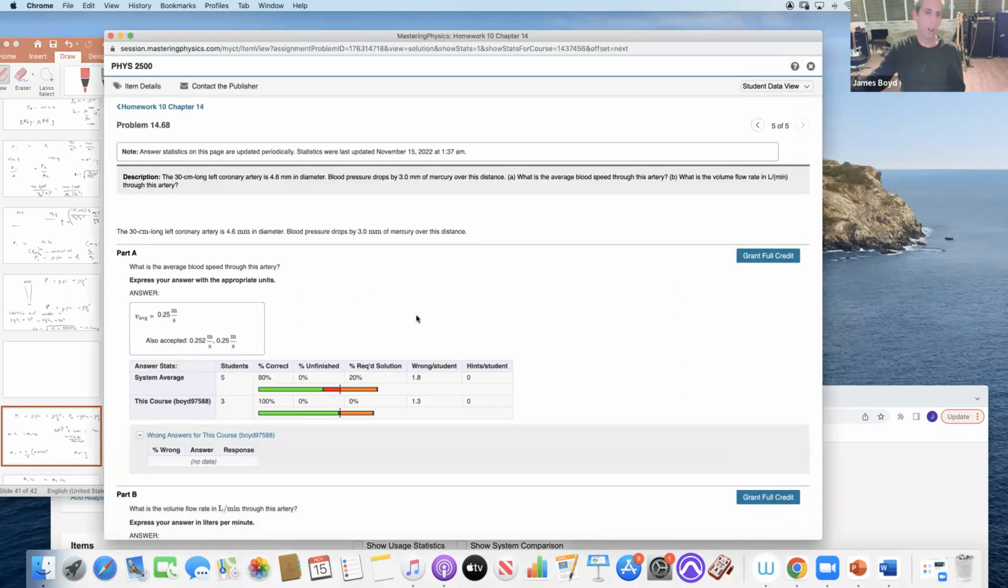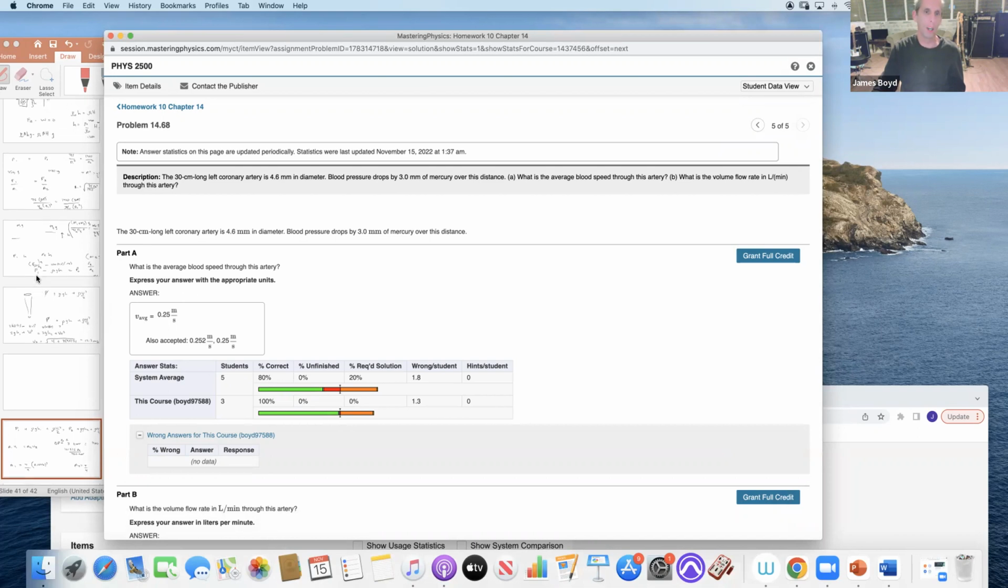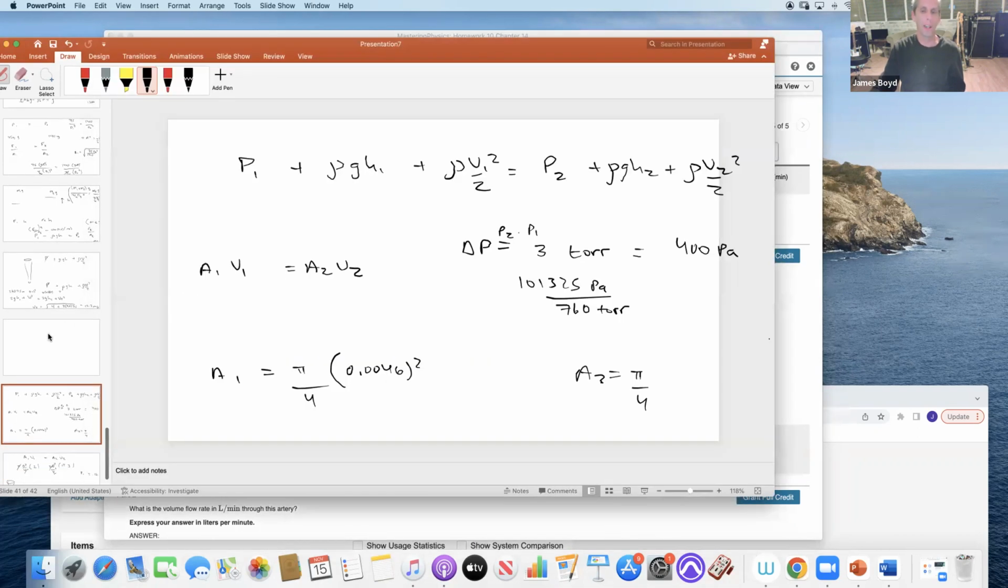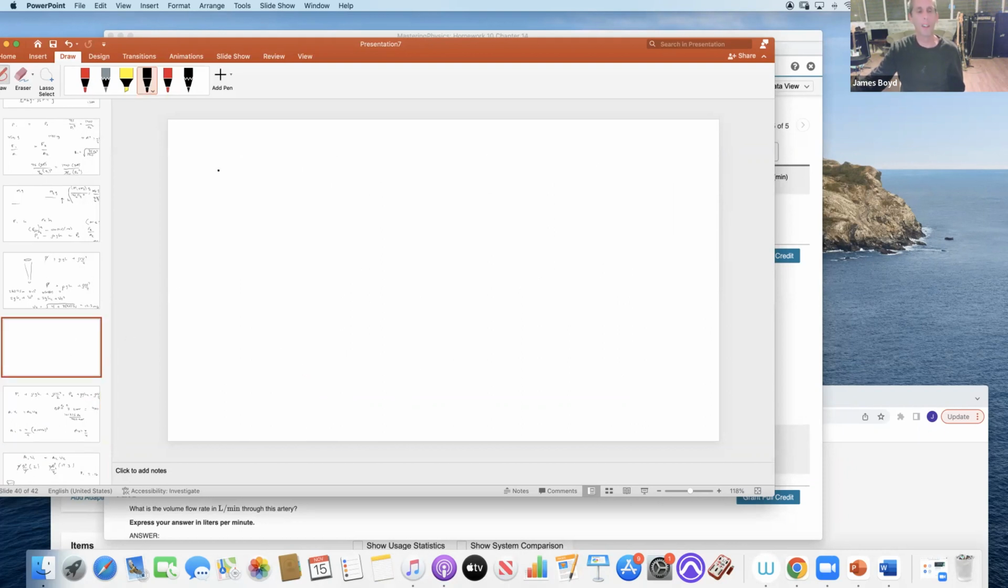All right. So they want to know, what is the average blood speed through the artery? So this is through the artery. So I have rho V2 squared over 2 is equal to rho G H1 minus H2 plus rho, let me rewrite this the following way.